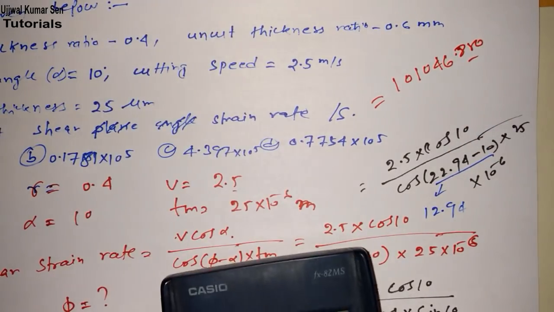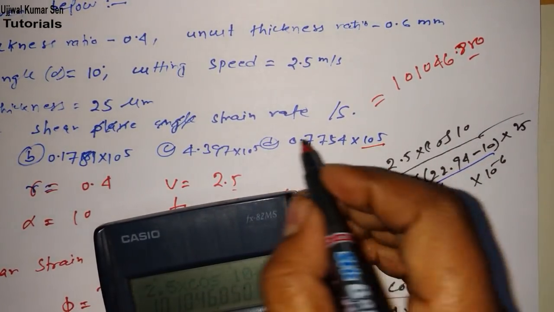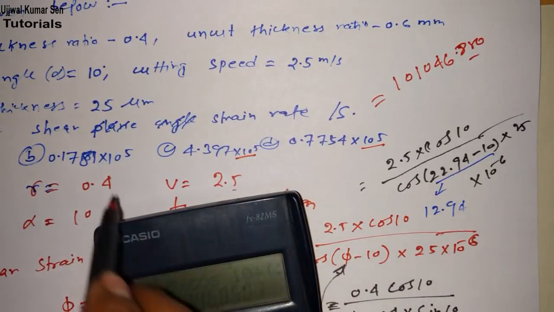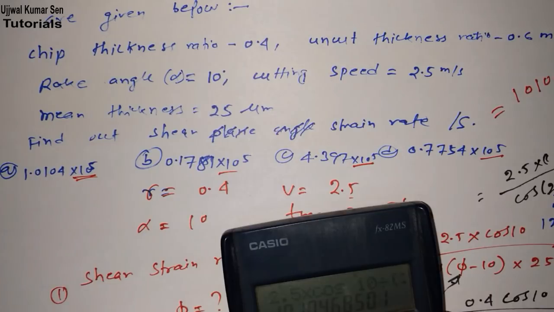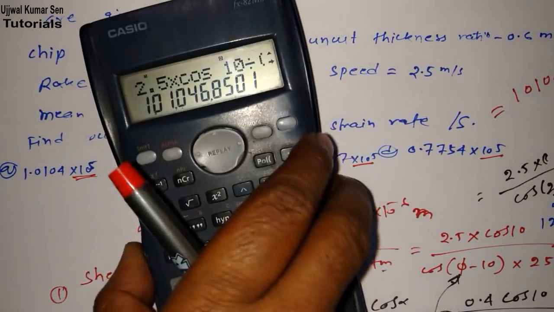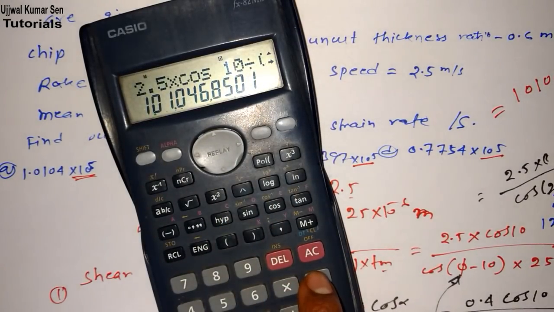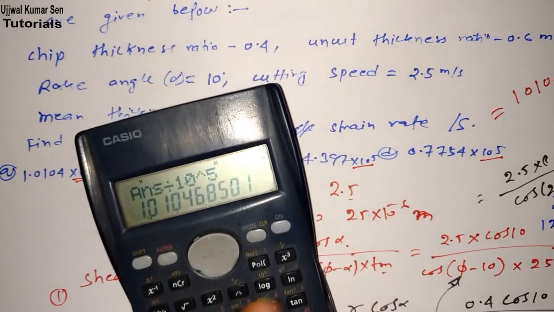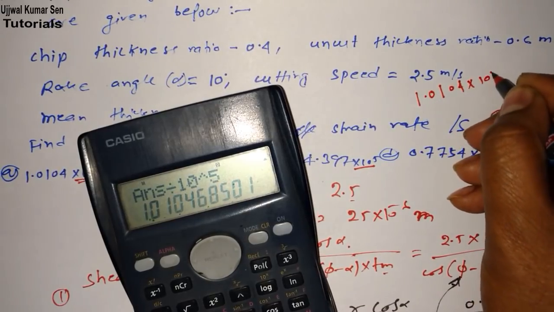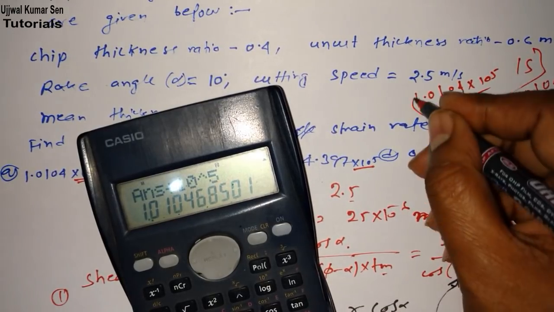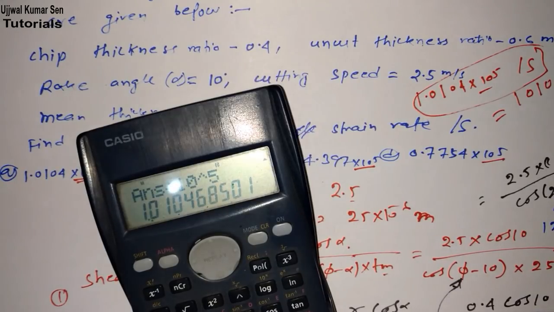That is 101046.850. Now you can see in the answer, all the options are basically multiples of 10 to the power 5. So I am going to divide this answer by 10 to the power 5. What we got is 1.0104 into 10 to the power 5 per second after calculation.